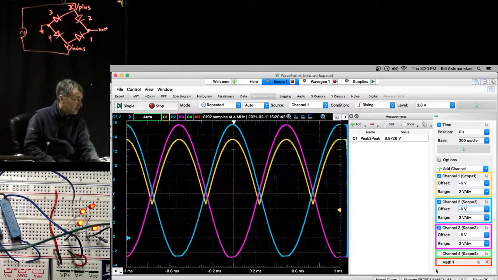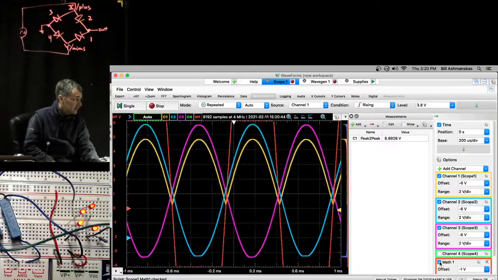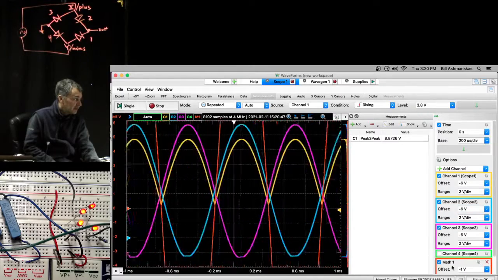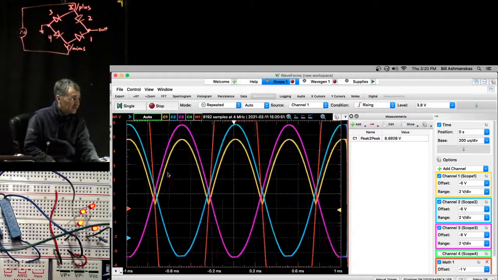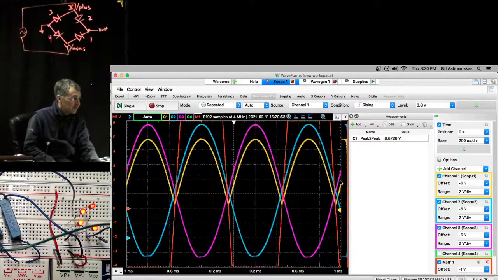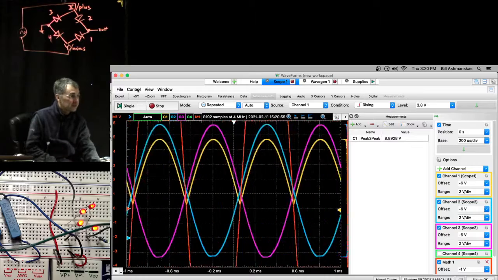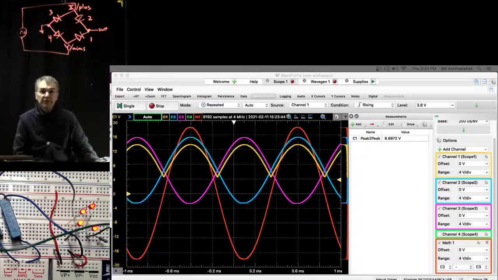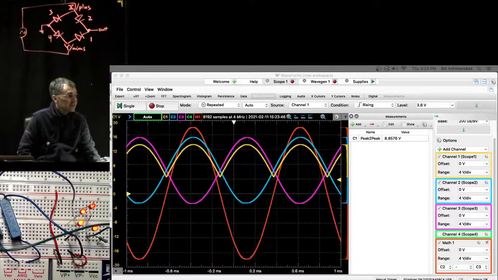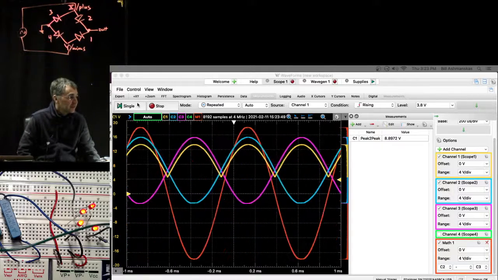Oh, we could also do a math thing here. I'm going to try to set this up to be the difference of those two channels. Let me just pause while I do that. Yeah, so I got rid of the offset and I changed the scale. So let me just freeze this thing.